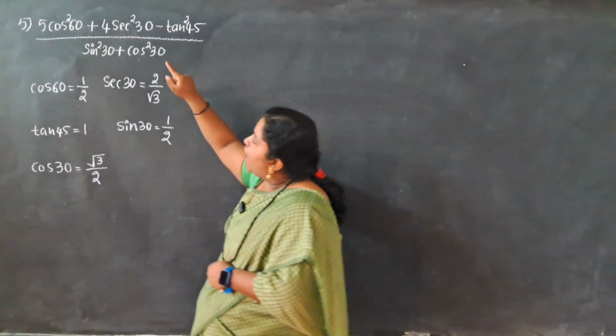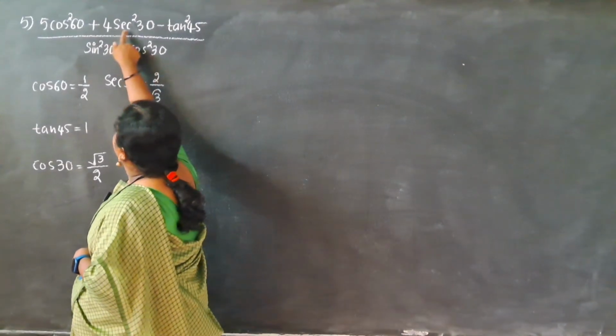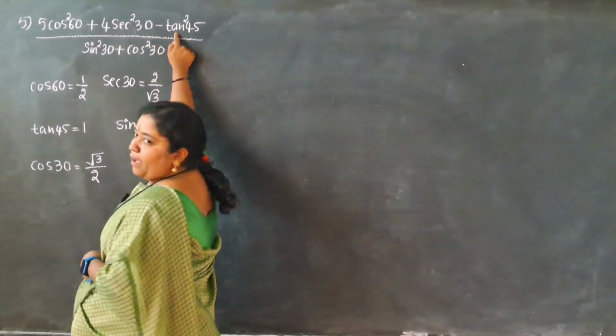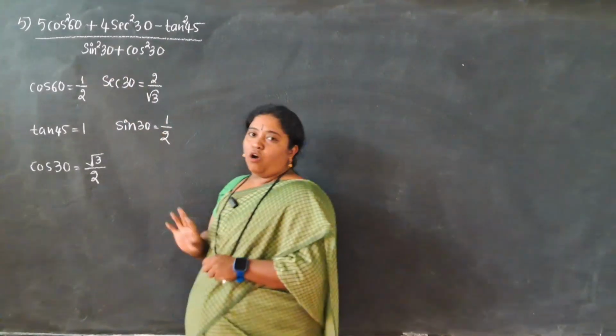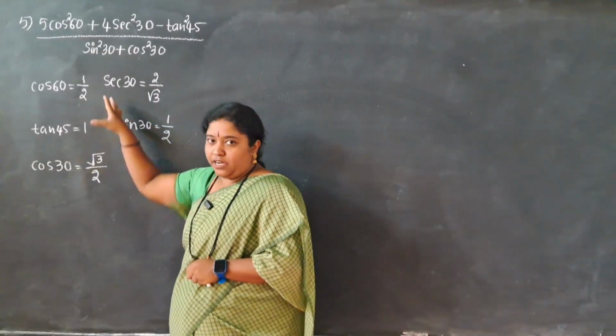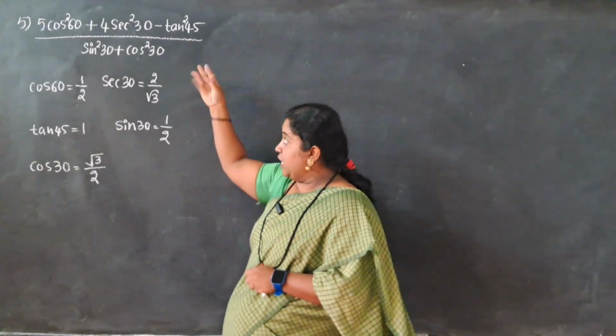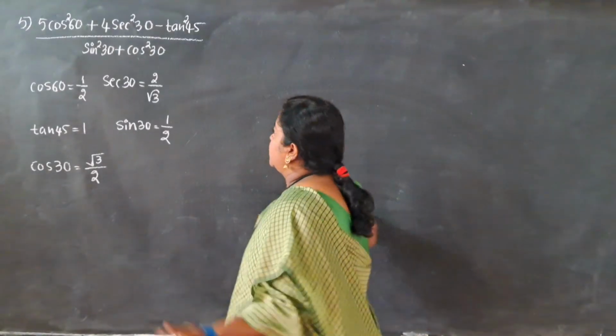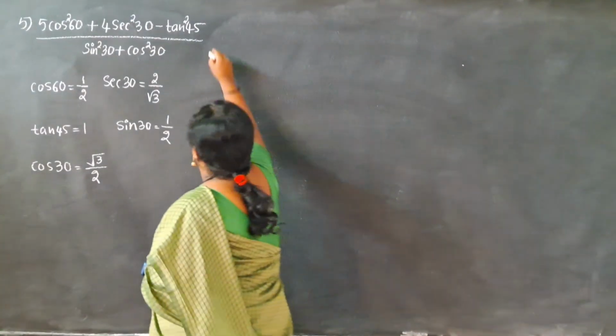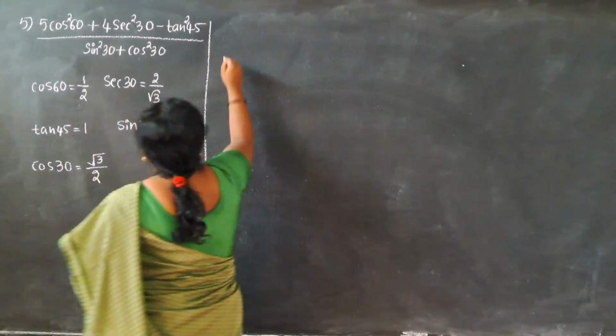Next question is (5 cos²60 + 4 sec²30 − tan²45) divided by (sin²30 + cos²30). So I have written here the values which are required to solve this question. We'll first rewrite the question and then simplify it.